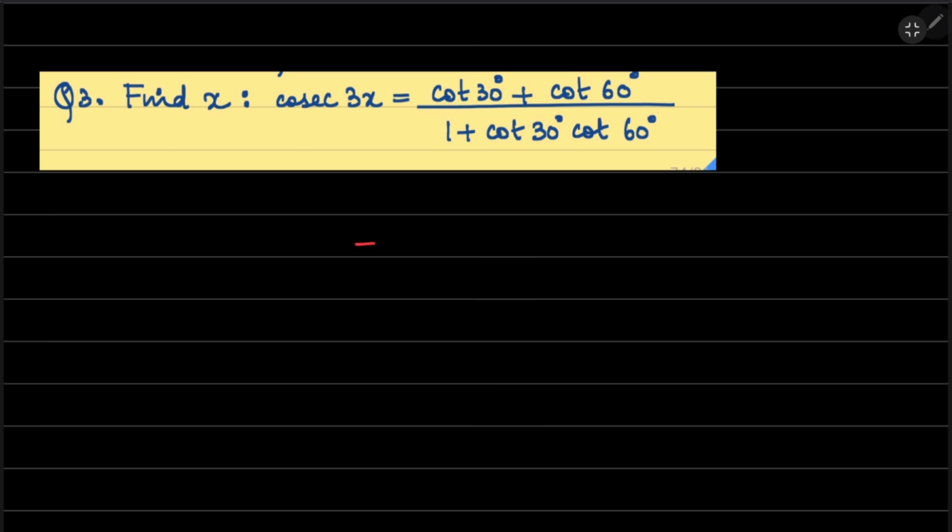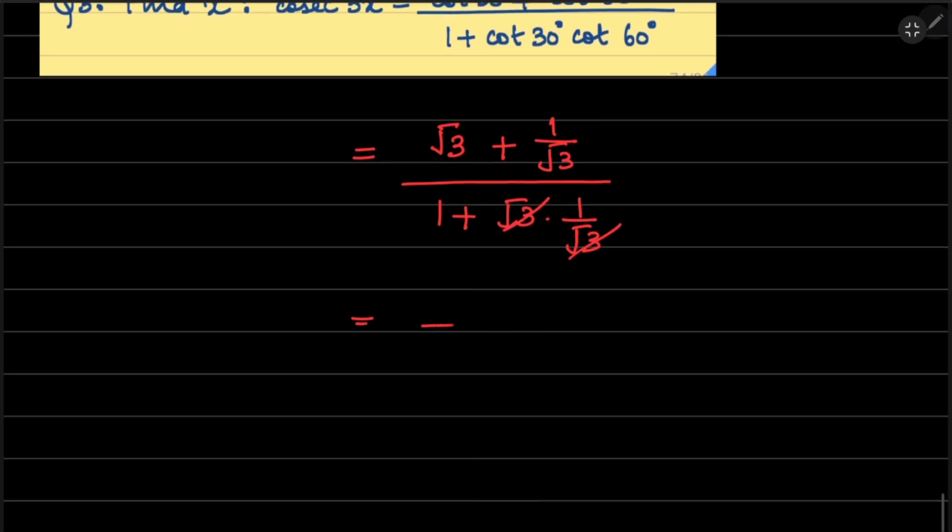Reciprocal of tan 30, which is 1 by root 3, so cot 30 would be just root 3. Root 3 plus, tan 60 is root 3, so cot 60 would be 1 by root 3, whole divided by 1 plus, again cot 30 is root 3 multiplied by cot 60 which is 1 by root 3. So root 3 will get cancelled. In the numerator you can take the LCM, which is root 3. Again you'll have 3 plus 1 whole divided by 1 plus 1, which is 2.